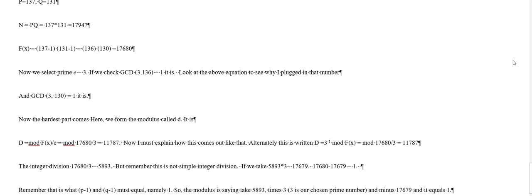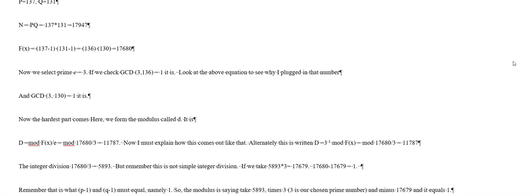Now I must explain how this comes out like that. Alternately, this is written as D is equal to 3 to the minus 1 mod f of x, which is equal to the mod of 17,680 divided by 3. 3 to the minus 1 simply means that it's a fraction. And that equals 11,787. The integer division of 17,680 divided by 3 is 5893.